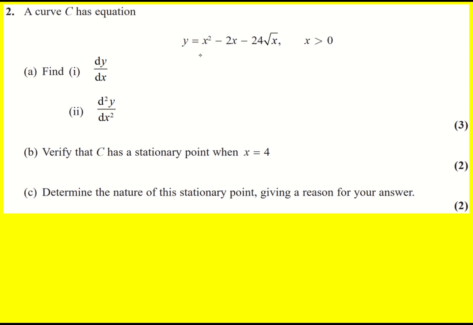Curve C has this equation, and we're asked to find dy by dx, and then the second derivative. So the first thing I'm going to do is write it all in terms of powers. So x squared minus 2x minus 24x to the half.